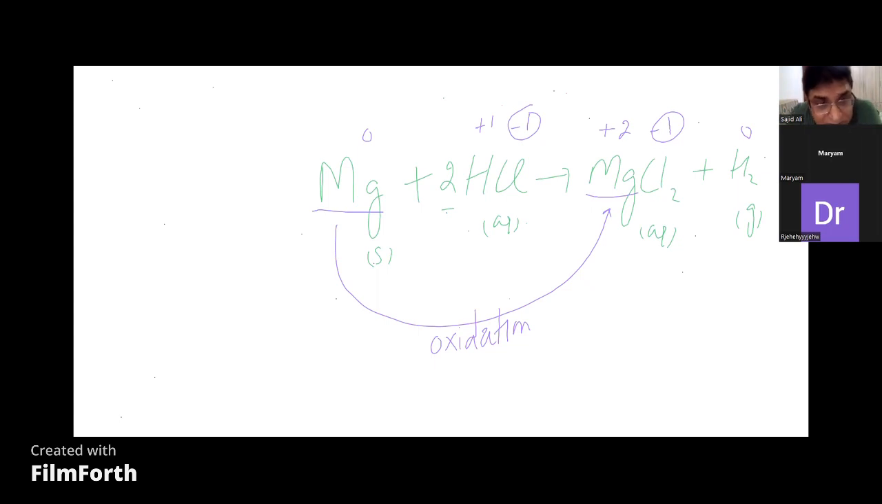It's a displacement reaction in which magnesium is displacing hydrogen from its compound. Displacement reactions are always redox reactions, because the element which is displacing the other element will undergo oxidation, and the element being displaced will undergo reduction by gaining electrons. So magnesium is being oxidized by the loss of electrons. Hydrogen here is gaining electrons. Its oxidation state is changing from +1 to 0. So that is reduction.